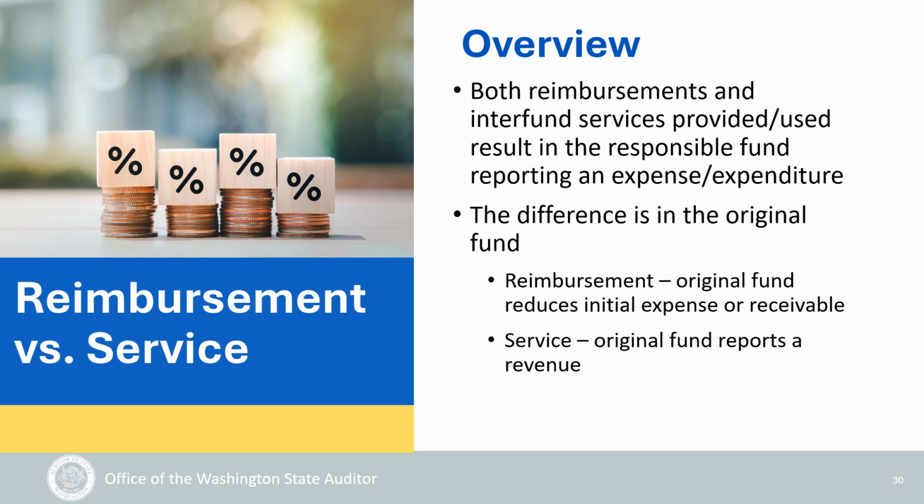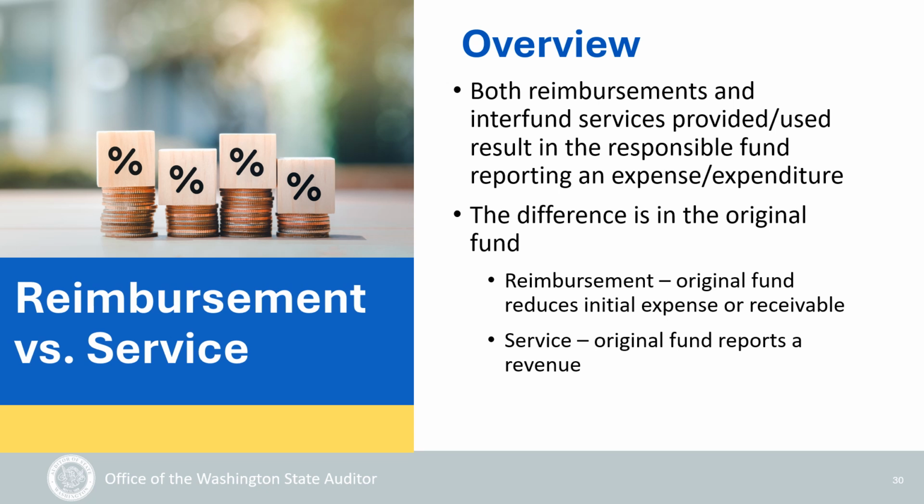One thing that these have in common is that both an interfund service and an interfund reimbursement result in the responsible fund reporting an expense. That means the difference is really in the original fund. Remember, in an interfund reimbursement, the original fund is going to reduce their expenses reported. On the other hand, an interfund service will result in a revenue being reported in the fund providing a service. It's important to correctly classify transactions as reimbursement or services so that the original fund reporting is correct.